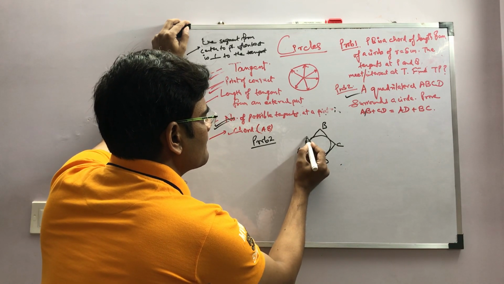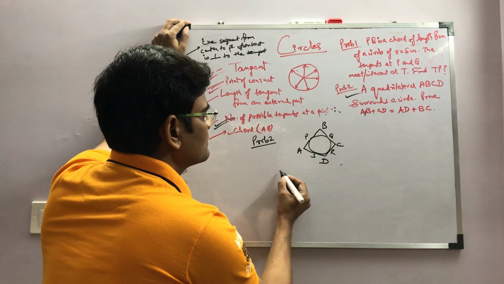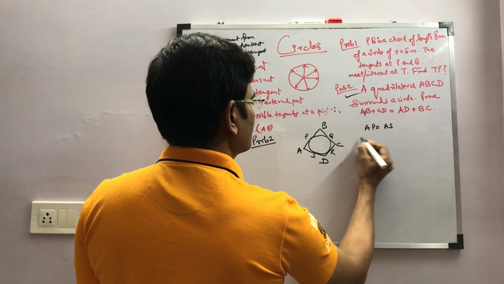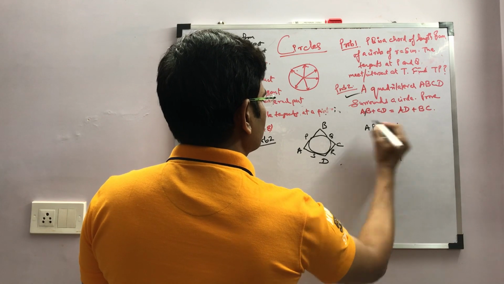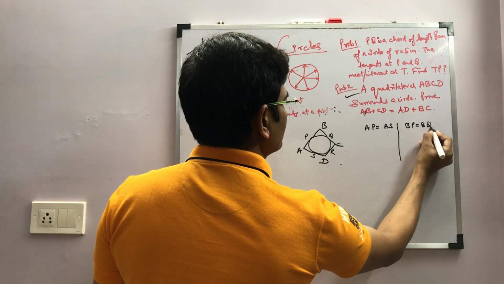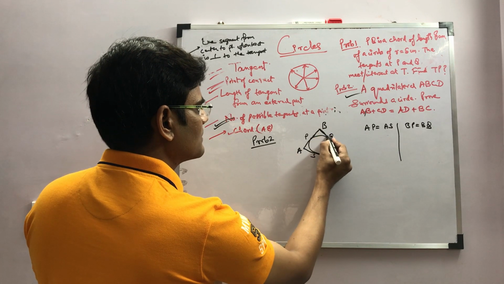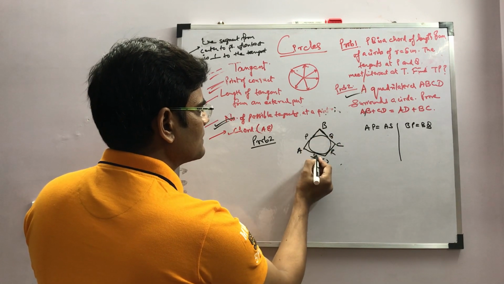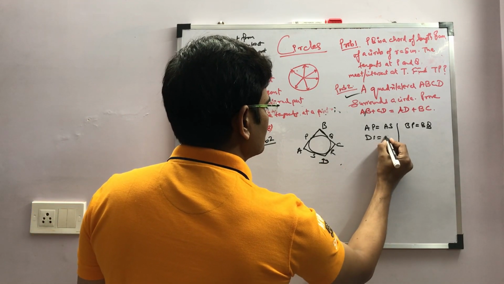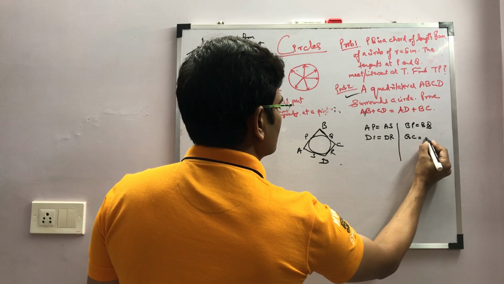Say this is P, this is Q, this is R, this is S. So you know from this point AP equals AS, BP equals BQ, because tangents from an external point to a circle are equal. So this segment is equal to this segment. From A, AP is AS. Similarly, DS equals DR. QC equals CR.